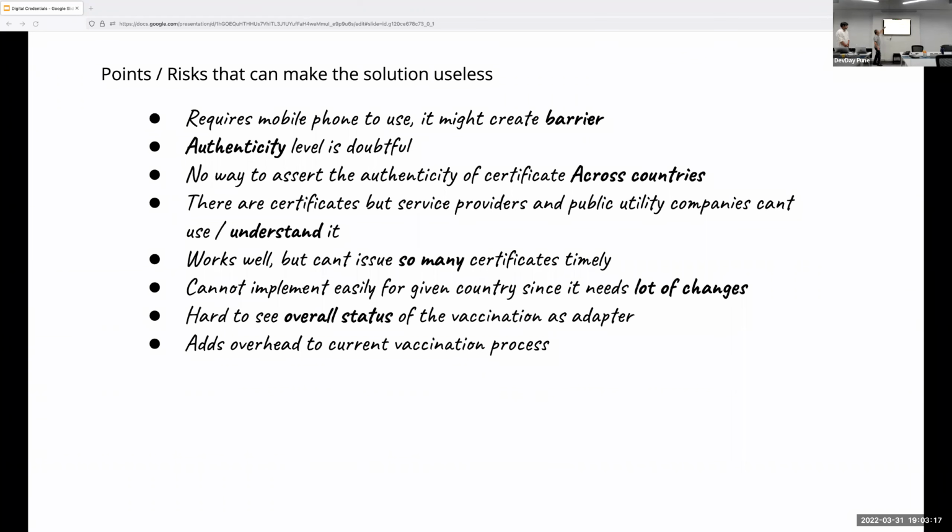Similarly, the ability to understand the certificate becomes very crucial. And if it works well and is highly secure, but we cannot issue so many certificates, right? We are talking about 10 million per day, but we cannot do it. So even that leaves the system unusable. Whatever the security it is providing, if it is not able to cater to the scale, it's going to fail.